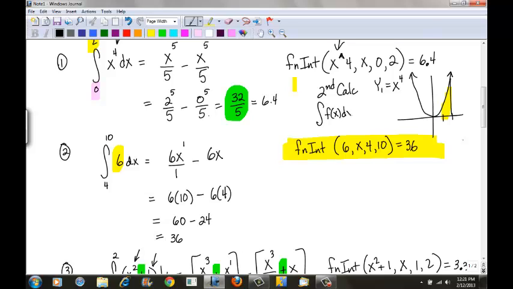And type in the lower limit, type in the upper limit. But your window, you might make a note on that. You have to set your window. Your window has to be appropriate. And then just type in your lower limit, type in your upper limit. It will shade it for you, which is terrific. Okay, that should get you started.